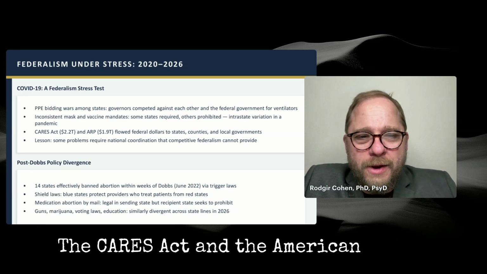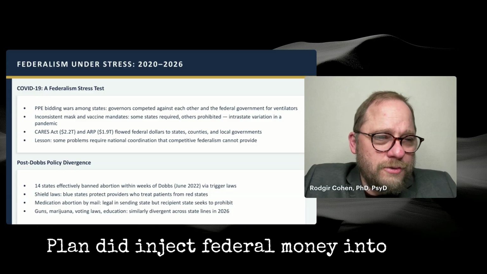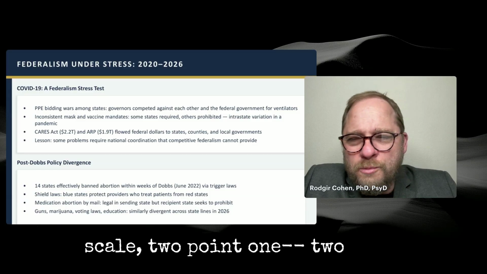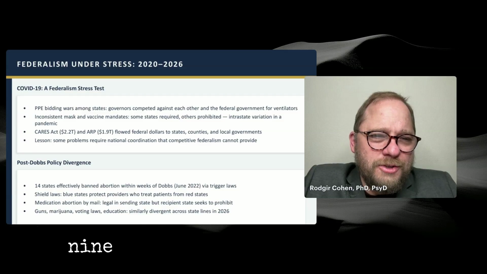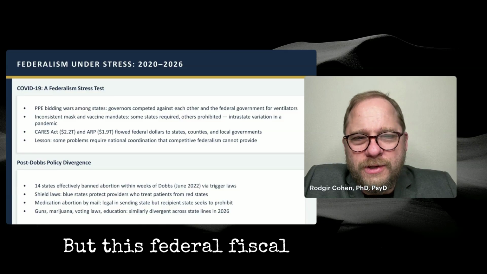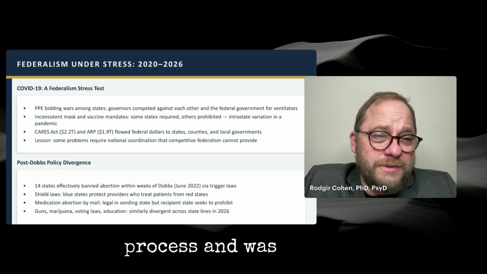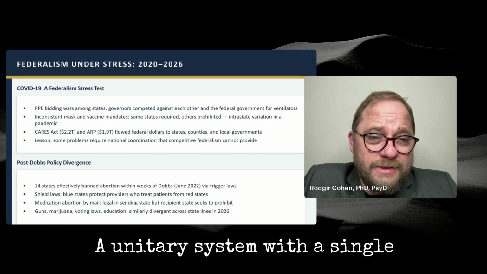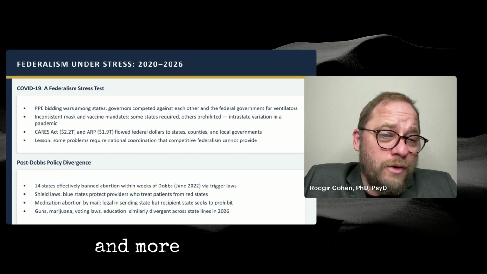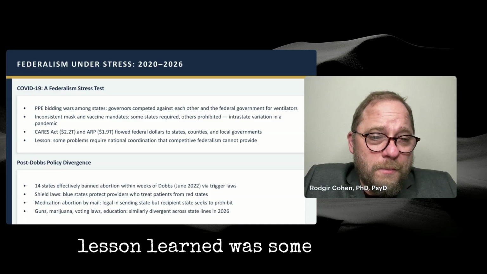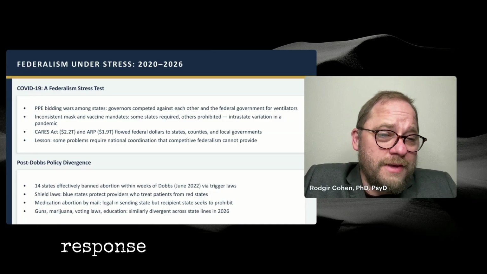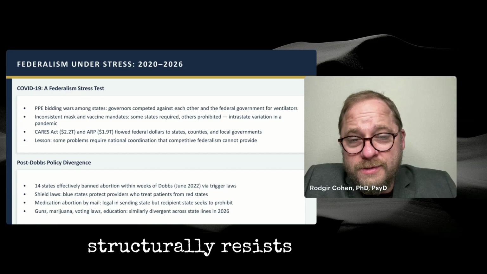The CARES Act and the American Rescue Plan did inject federal money into state and local governments at unprecedented scale, $2.2 trillion and $1.9 trillion respectively, but this federal fiscal intervention came through the legislative process and was delayed, contested, and unevenly distributed. A unitary system with a single command could have responded faster and more consistently, and the lesson learned was that some problems, pandemics, climate, national security, require a coordinated national response that competitive federalism structurally resists sometimes.